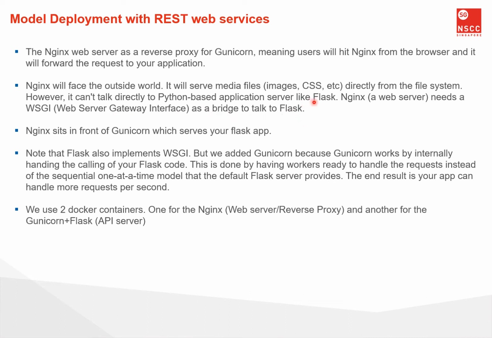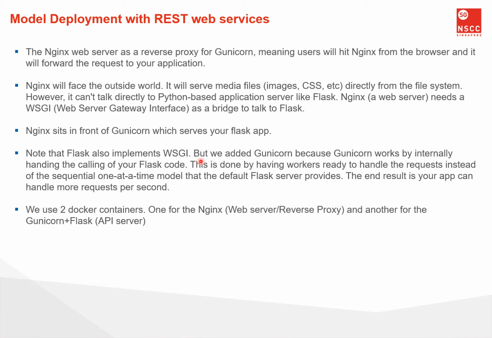So Flask is a Python-based application server that talks to your model serving code directly, since both of them are Python-based. So Nginx sits in front of the Gunicorn, which is the bridge, and then this Gunicorn actually forwards the request to your Flask application. And note that Flask can also implement the WSGI interface within it. So actually, you may not need to have a Gunicorn, but Gunicorn is the more efficient implementation of this WSGI.